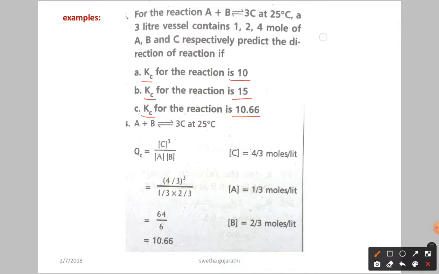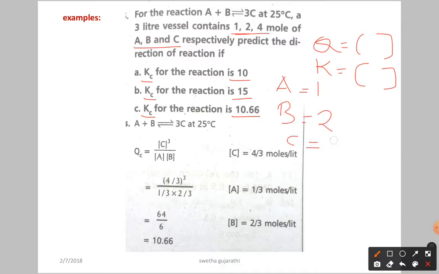Whether you take Q or K, you have to take the molar concentrations, which we already discussed, and show them with square brackets. But here they gave the number of moles of A and B. Respectively means you have to follow the sequence: for A we have 1 mole, for B 2 moles, and for C 4 moles. They gave the number of moles but not the molarity, so you have to find the molarity first.